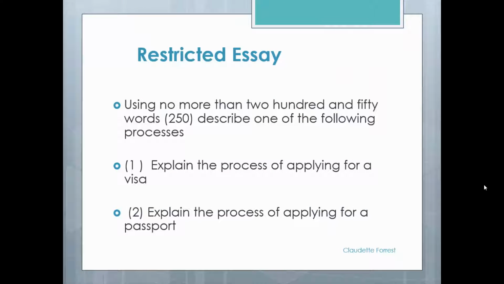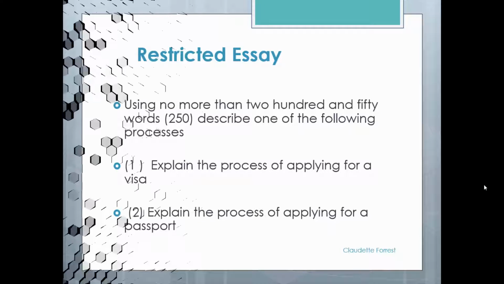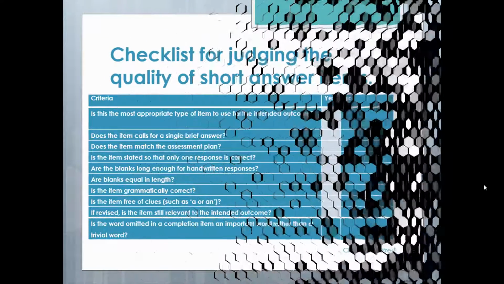And we're going to be looking at 2 examples of a restricted essay. Using no more than 250 words, describe one of the following processes. 1. Explain the process of applying for a visa. 2. Explain the process of applying for a passport.